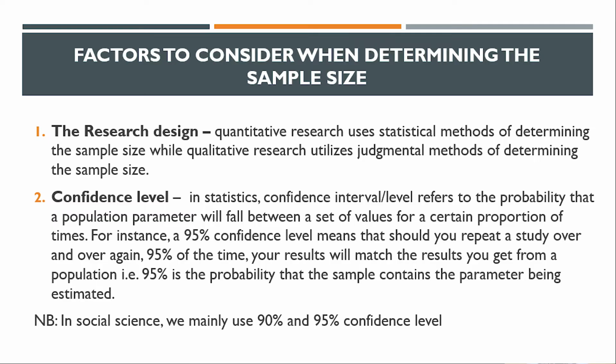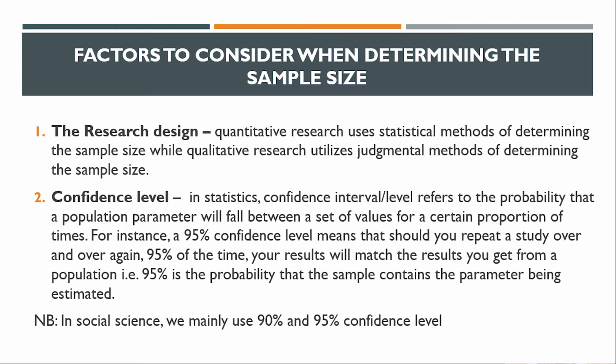The other factor is confidence level or confidence interval. In statistics, confidence interval or level refers to the probability that a population parameter will fall between a set of values for a certain proportion of times. For instance, a 95% confidence level means that should you repeat a study over and over again, 95% of the time, your results will match the results you get from a population.